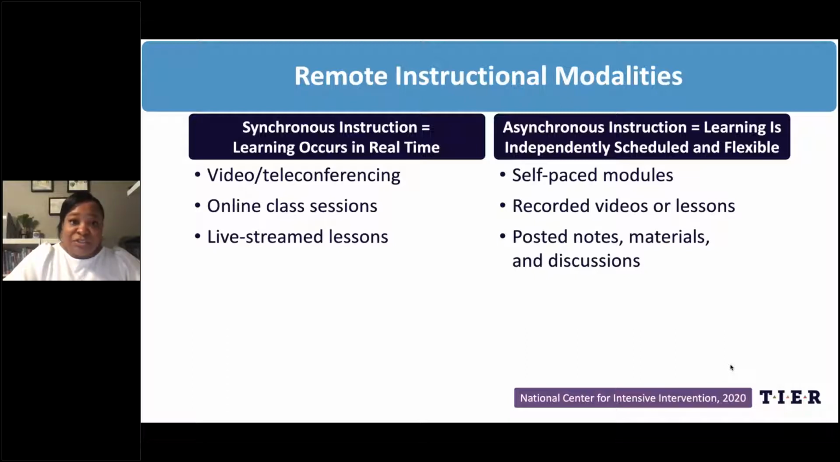Therefore, considerations should be made for a hybrid or a blended approach, which allows for both modalities to occur and to carry out our intervention. When the option allows, consider using synchronous instruction for the acquisition of our new skills and concepts, and asynchronous learning for repeated practice and mastery of skills and concepts.